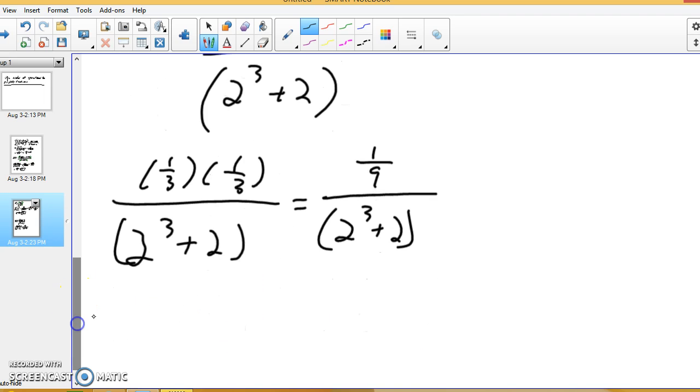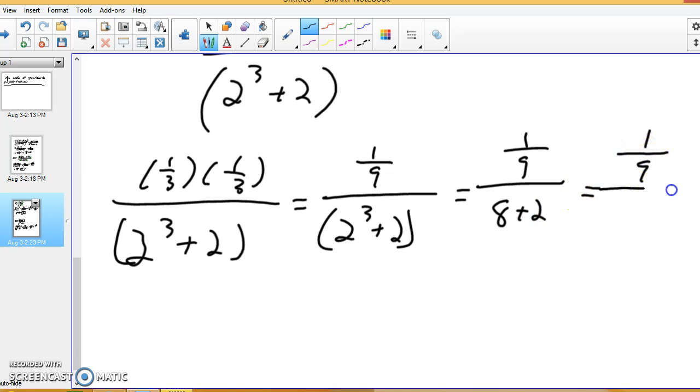So now that we've solved the top, we're going to solve the bottom. So 1 over 9 divided by, okay, so order of operations, exponents first. 2 cubed, well, that's 2 times 2 times 2. That would be 8 plus 2 is equal to 10, so 1 over 9 over 10.